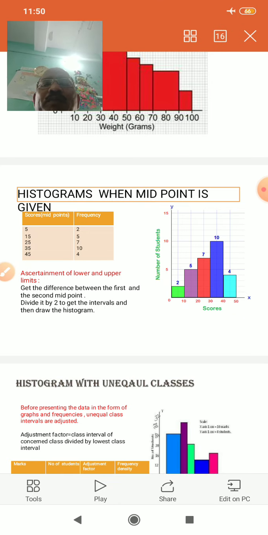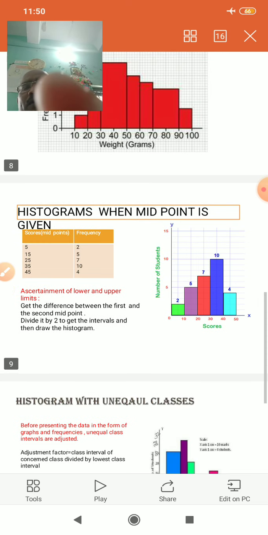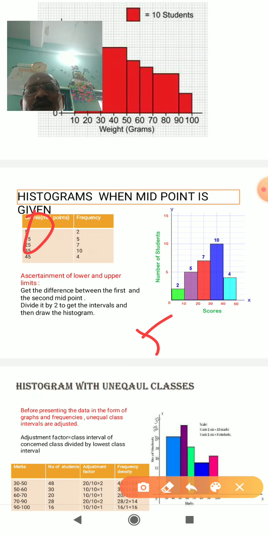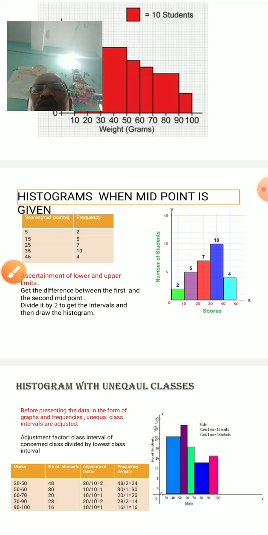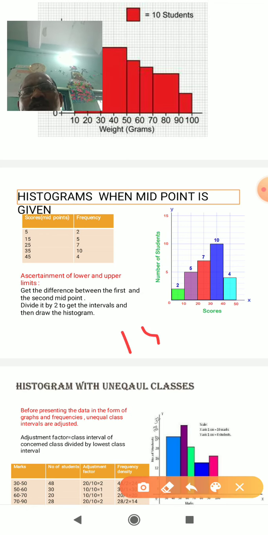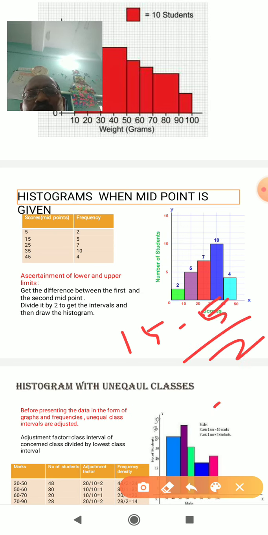We have to convert the midpoint into the class intervals. How can we convert from the midpoint to class interval? The first midpoint is 5 and the next is 15. Then how can you calculate the class interval? First you have to do 15 minus 5 divided by 2 equal to 10.